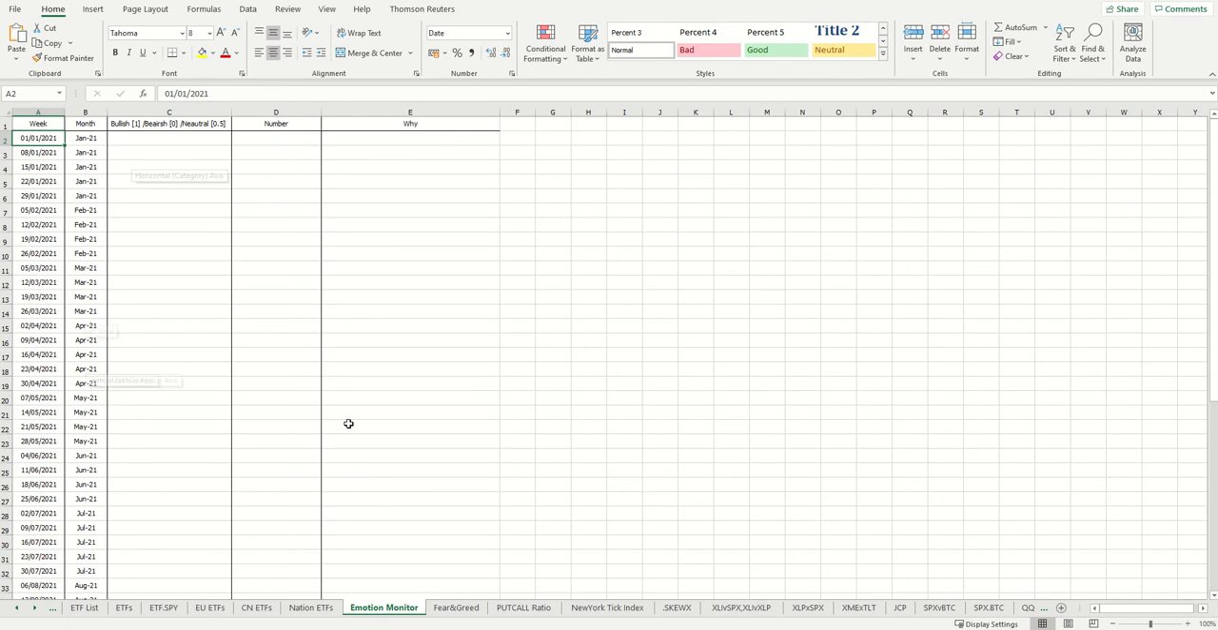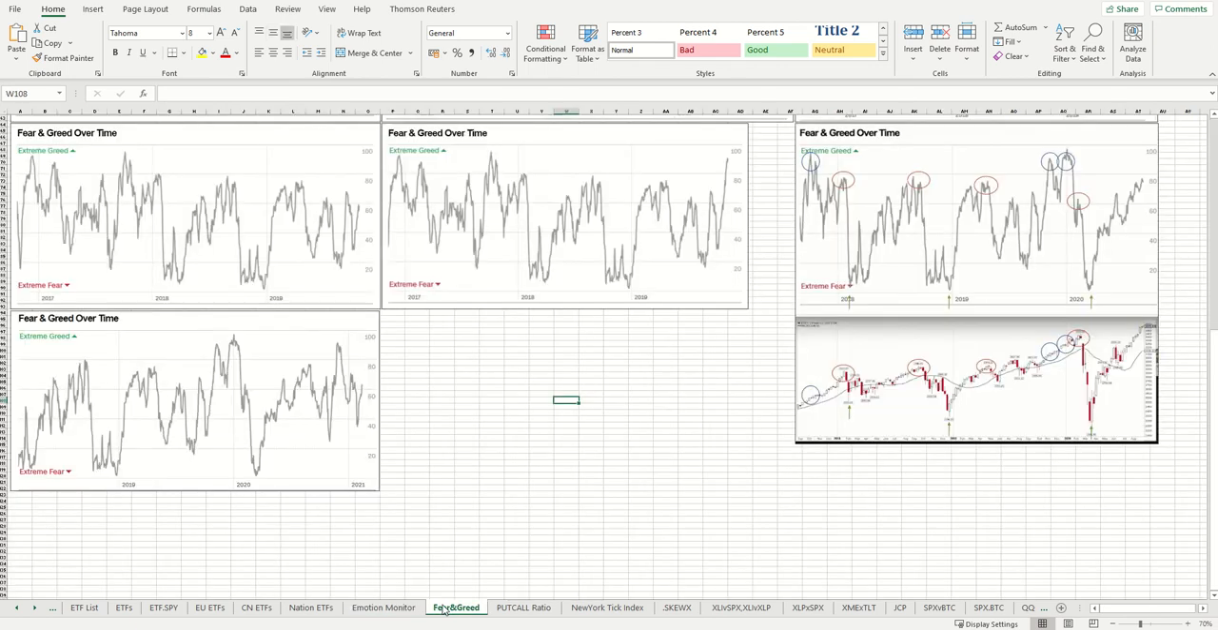Emotions monitor, how are you feeling week to week? Or how do you think the market is feeling, etc. It's always a good thing to remember and to note, and then you can look back and see how you can improve if you've made mistakes, or see what you've done well as well.